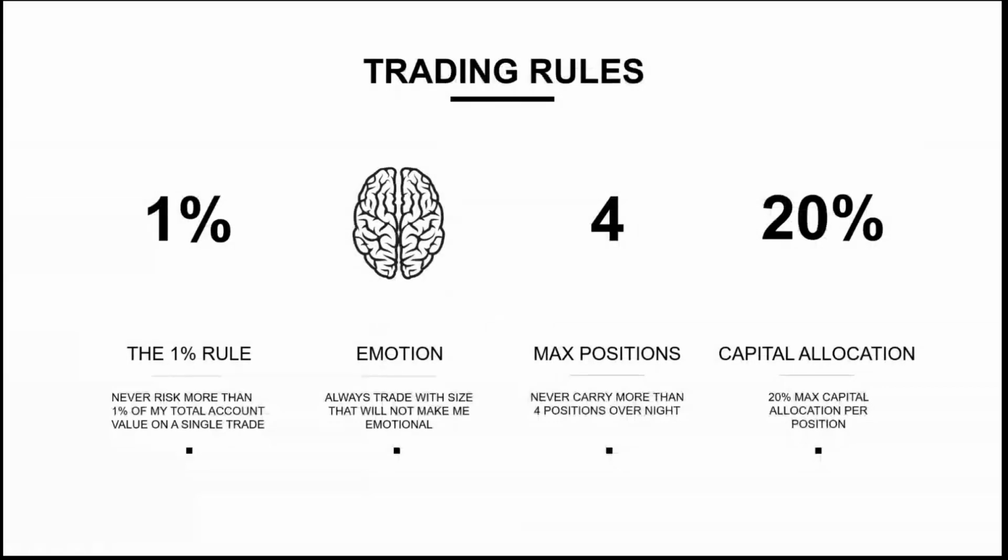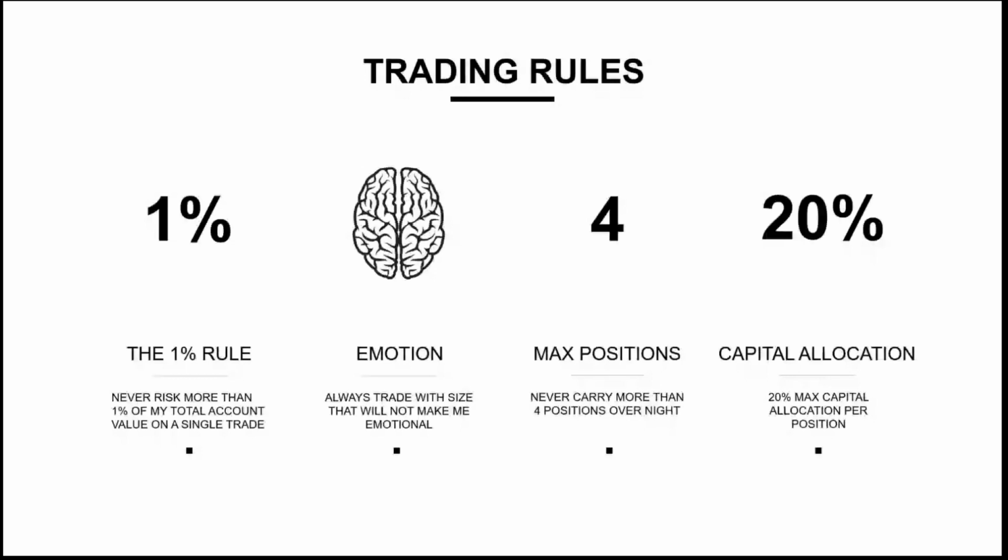I have a 1% rule. I never risk more than 1% of my total account value on a single trade. So say you have $100,000 of capital in your account. If I'm putting on a trade, I'm not going to risk any more than $1,000 if I get stopped out. For emotion, I always trade size that will not make me emotional. I trade size that I can manage, and I trade size that doesn't make me basically shake at my desk. That's a very important thing.